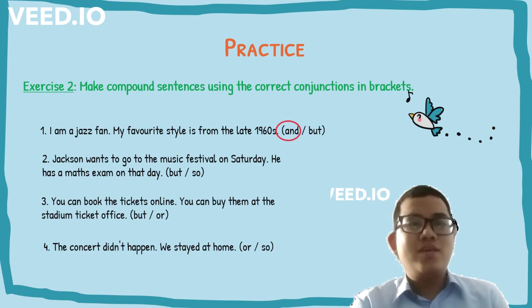For this one, you should write your answers in the comments because I'll only tell you the correct conjunctions, not the whole compound sentence. So for 2, we have but for opposite ideas, 3 is or for different possibilities, and 4 is so for introducing a reason.